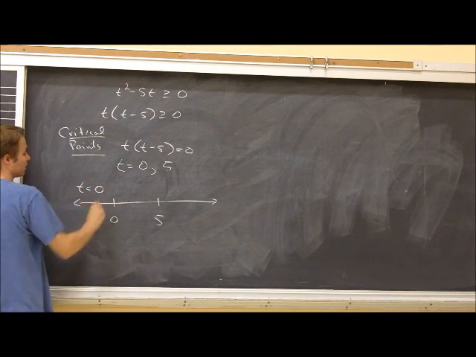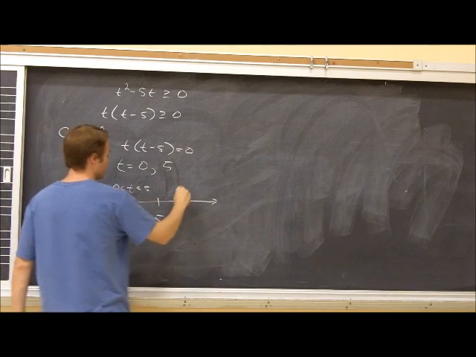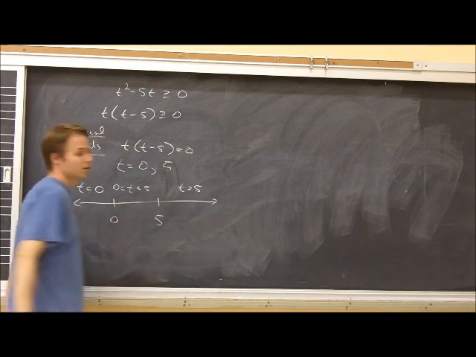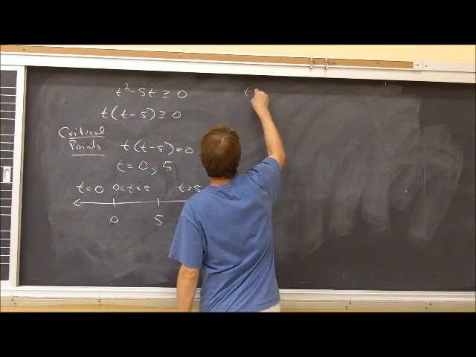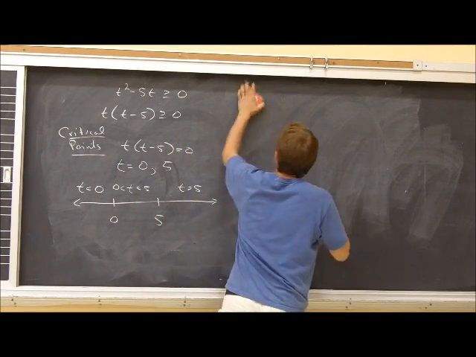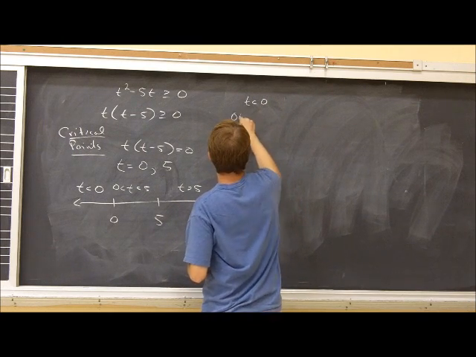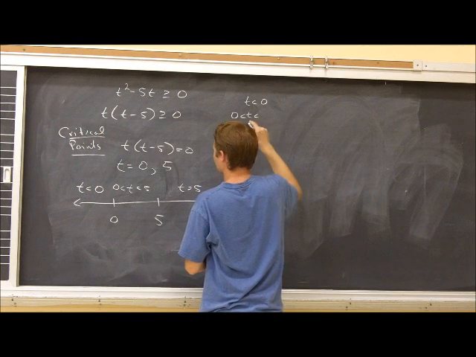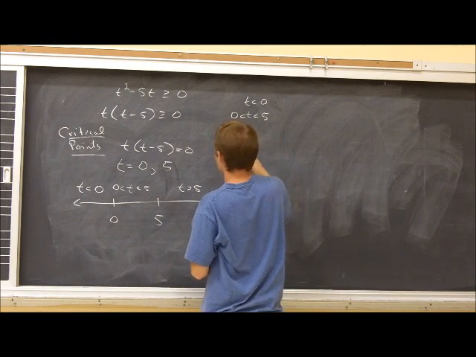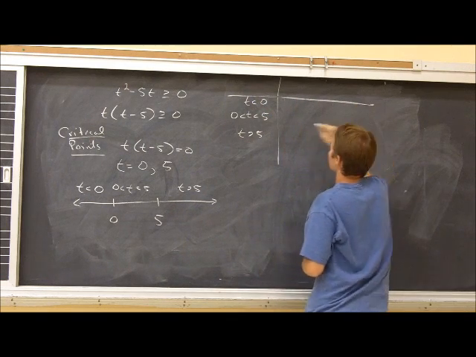So this is t is less than 0. This is t is between 0 and 5. And then this is t is greater than 5. So let's test these 3 intervals. So t is less than 0. T is between 0 and 5. And then t is greater than 5. These are the 3 I want to test.